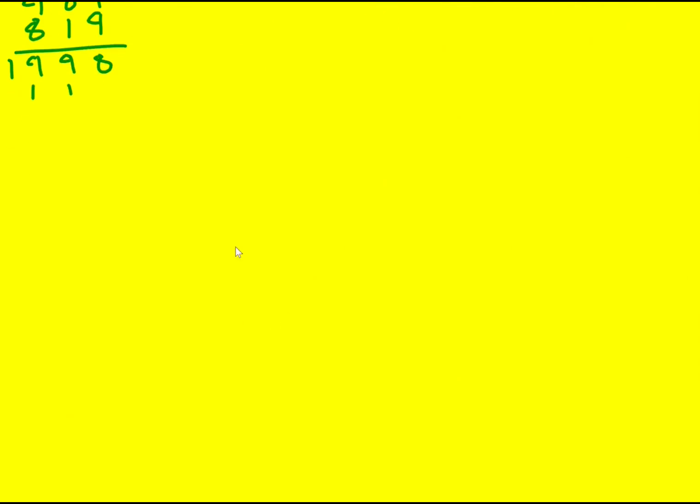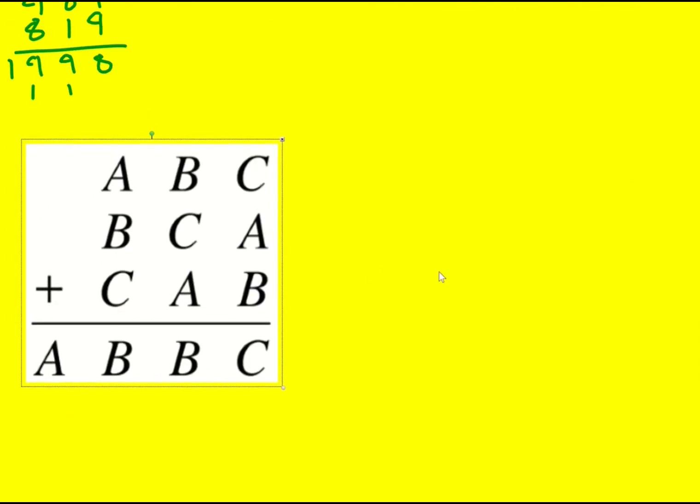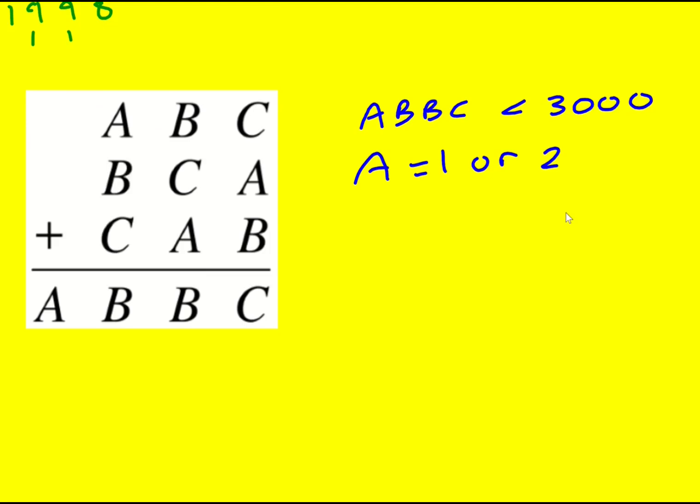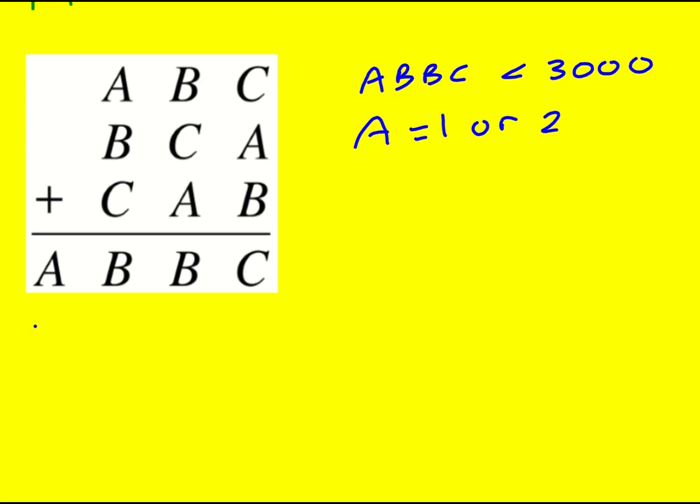Right, let me give you an alternative method. So I looked at this and I saw I'm adding three-digit numbers together. It must be that A, B, B, C is going to be less than 3,000. There's no way we can add three-digit numbers together and get a number greater than 3,000. So A must equal 1 or 2. Can't equal 3 or 4 or 5 or so on. So then I split it into two different cases.